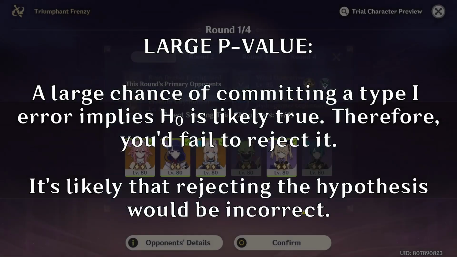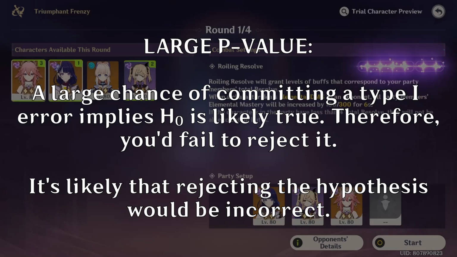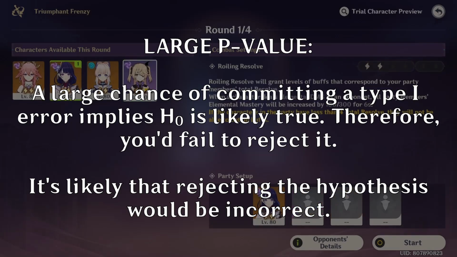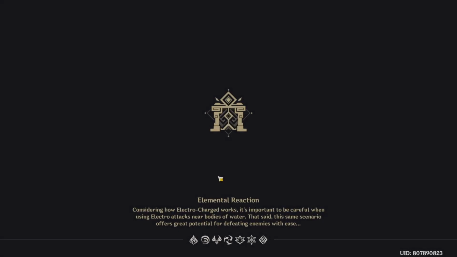If there's a big chance of incorrectly rejecting a true null hypothesis, that implies that H0 is more likely to be actually true. Therefore, we would fail to reject the null hypothesis. If you concluded that you would reject H0, you would be very likely incorrectly rejecting it.